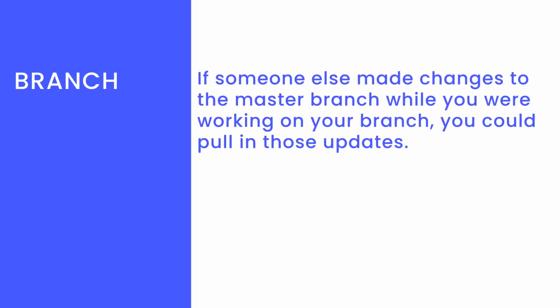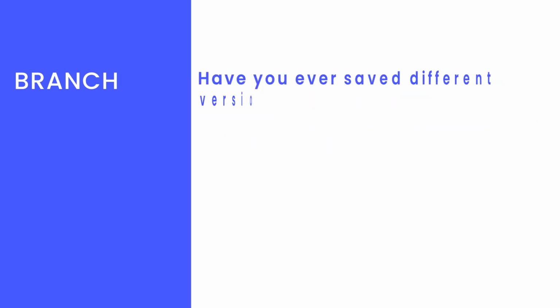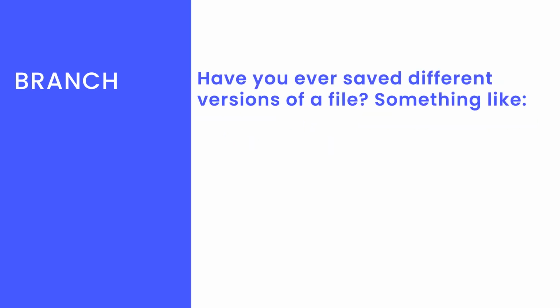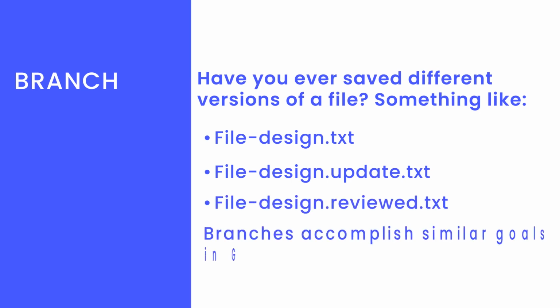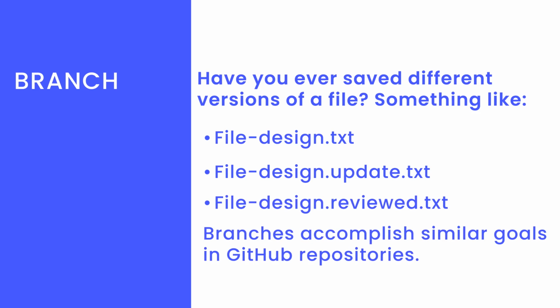If someone else makes changes to the master branch while you're working on your branch, you could pull in those updates. Have you ever saved different versions of a file? Something like filedesign.txt, filedesign.update.txt, filedesignreview.txt. Branches accomplish similar goals in a GitHub repository.